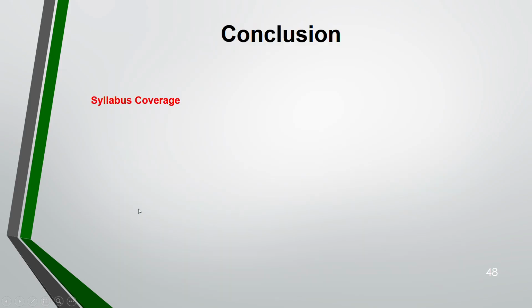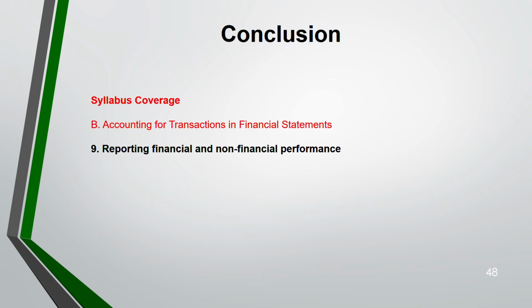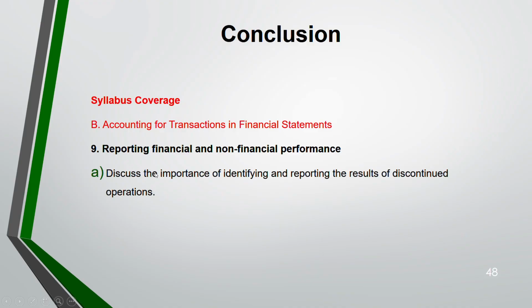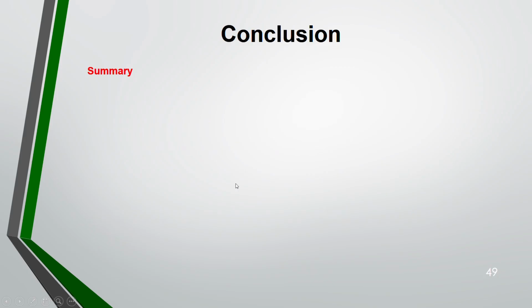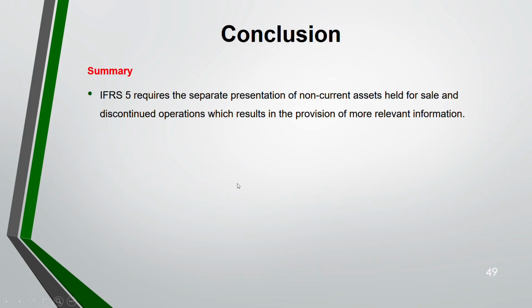So that's it for IFRS 5. We are under section B of the syllabus, and 9, that is reporting financial and non-financial performance. Under this we have discussed the importance of identifying and reporting the results of discontinued operation. We have accounted for non-current assets held for sale. We started this lecture by saying that IFRS 5 requires separate presentation for non-current assets held for sale and discontinued operations because it will give more relevant information.